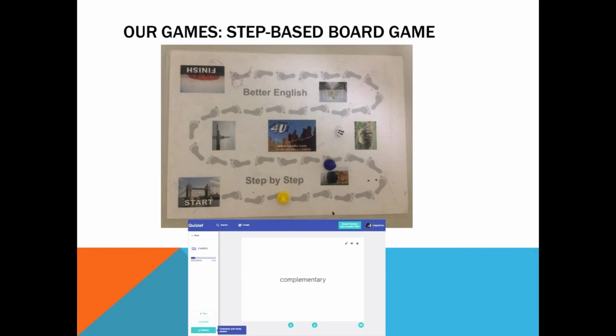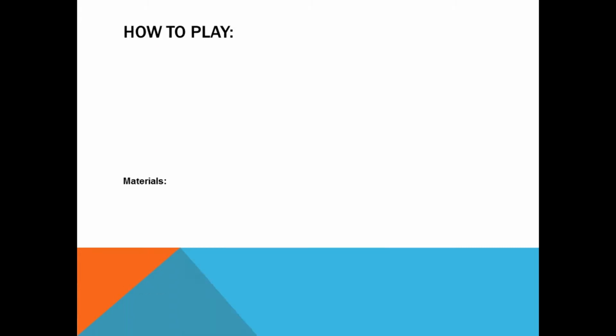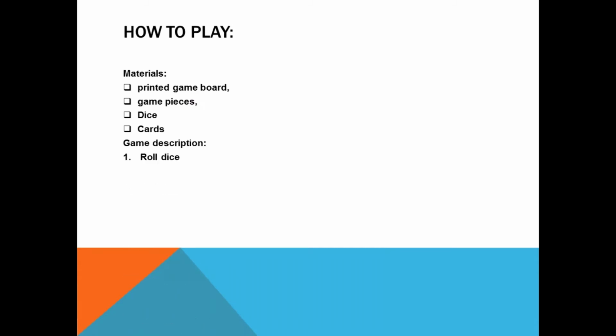The next game, we call it the step-based board game. It's very easy. Basically, it consists of two things. A game board, which we also just downloaded as a picture and printed, game pieces, and the second thing is a computer screen with a Quizlet set. So how do we play it? We roll a dice, open a card from the set, and each participant has to translate the card.